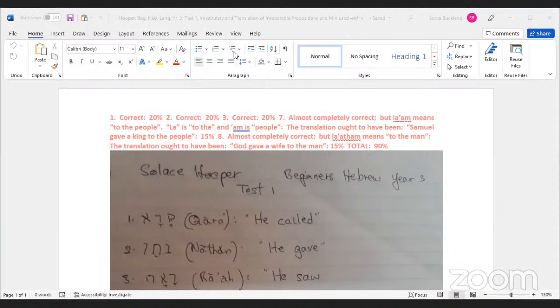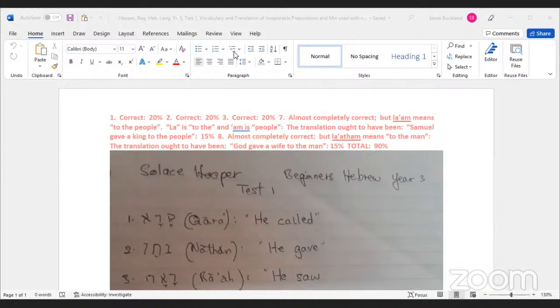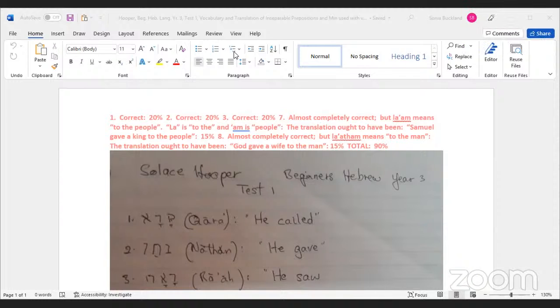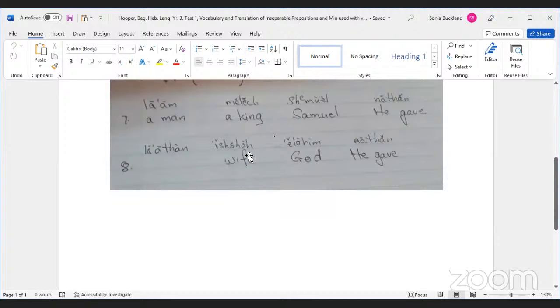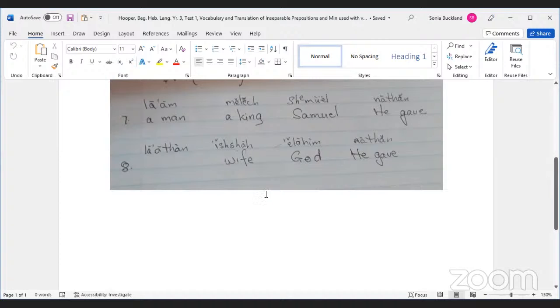Sir, I have a question. Yes, go ahead, I'm listening. With that last translation where it says God gave a wife to the man, the word Isha, right, sir? Yes, right here. Isha means wife or woman. So I'm saying, if you use the word woman, would it be more correct instead of wife?